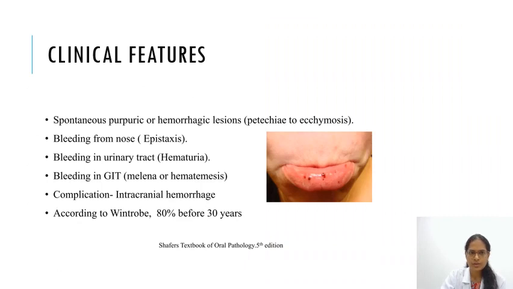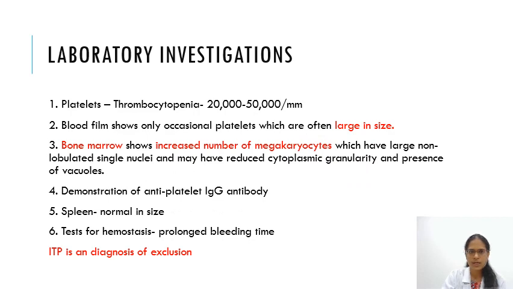So clinical features can be in the form of epistaxis, hematuria, bleeding in GIT, and the major complication is intracranial hemorrhage. What are the lab investigations? These are platelets by manual count on peripheral smear, and the blood film shows occasional platelets which are often large in size, and bone marrow. When we do bone marrow aspiration, there will be an increased number of megakaryocytes, and demonstration of antiplatelet IgG antibodies, the ultimate diagnostic test. Spleen will be normal in size, and for tests of hemostasis, there is only prolonged bleeding time.